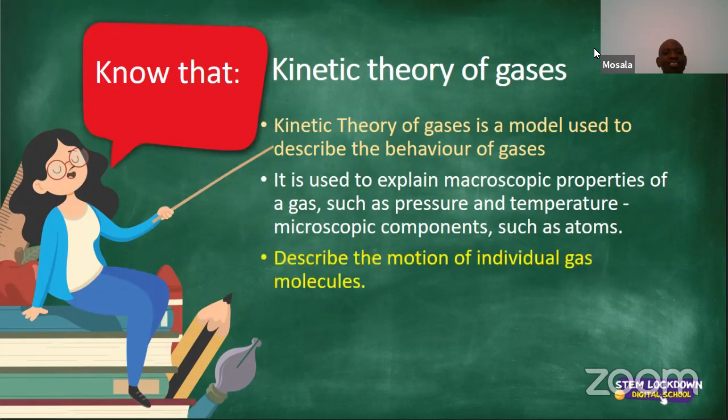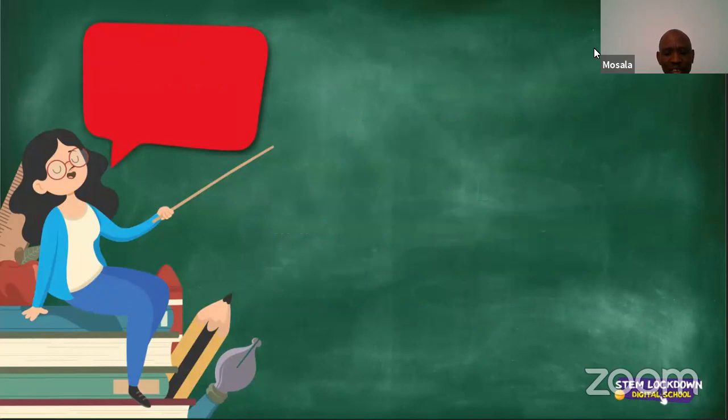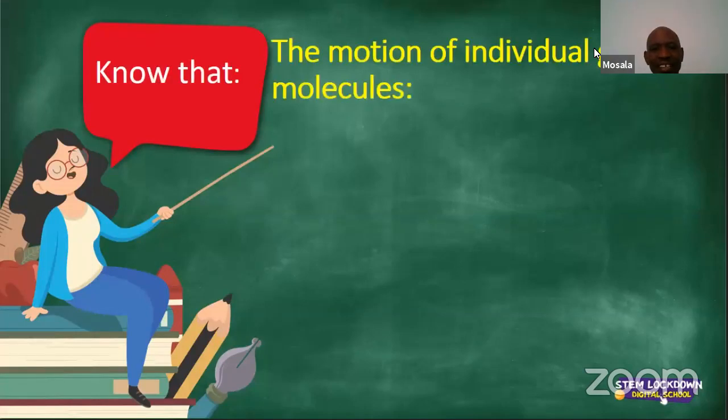We are also using this theory to describe motion of individual gas molecules. And then we are also describing an ideal gas. How does it behave? We'll be able to describe it at the end of this lesson. So let's look at motion of individual gas molecules.